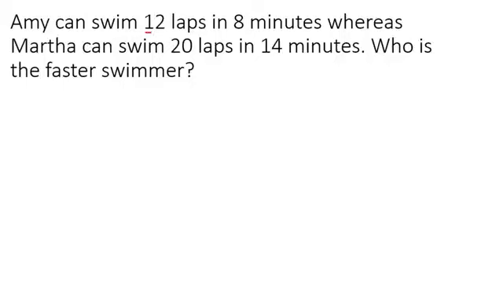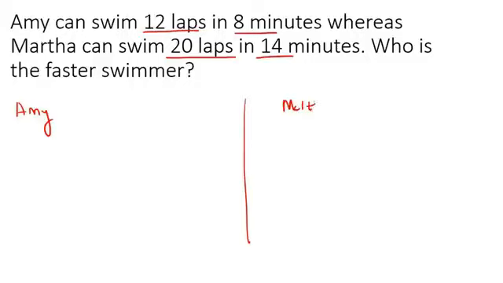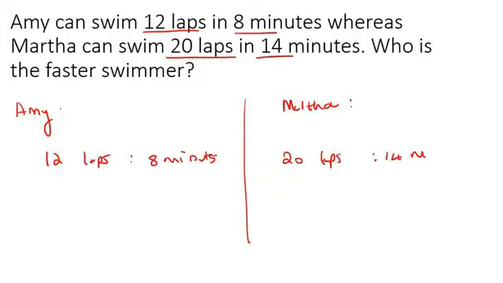Amy can swim 12 laps in 8 minutes. Okay, so they're swimming laps, 12 laps in 8 minutes. Martha can swim 20 laps, but that takes 14 minutes. Who's the faster swimmer? So what we'll do is we'll have Amy and Martha. Now, Amy can do 12 laps, and that takes 8 minutes. Martha does 20 laps, and that's 14 minutes.